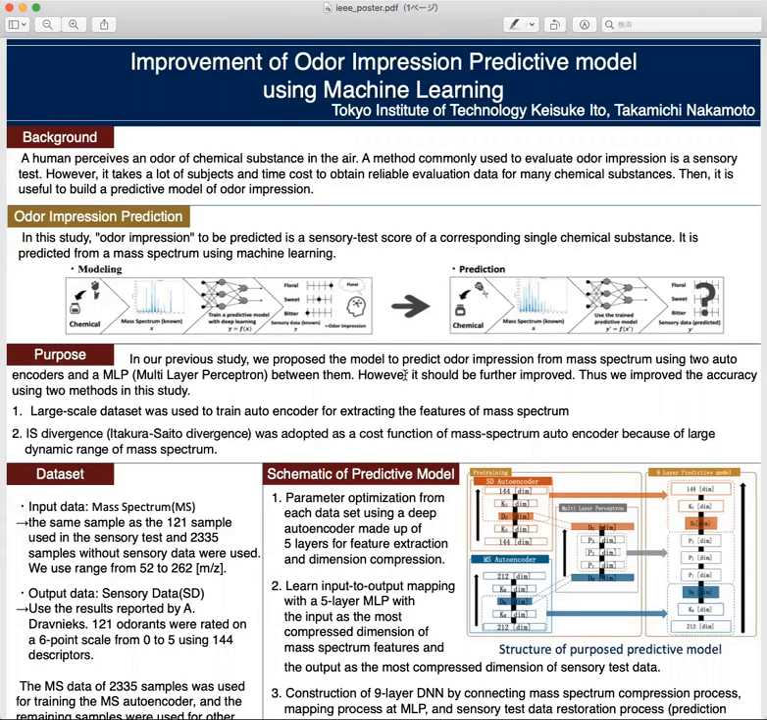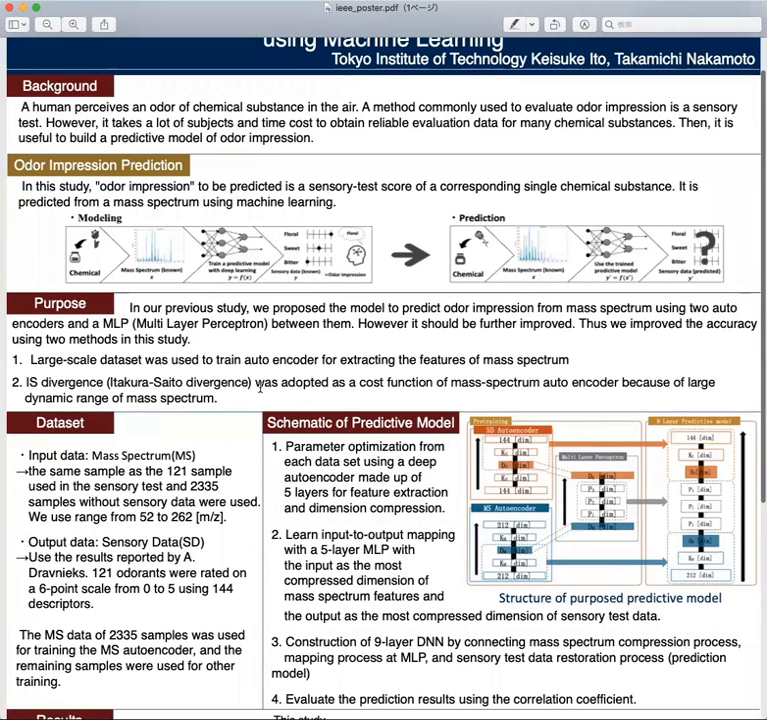In the previous research, we were actually developing a model, and in this research, we made two improvements. The first point is that a large-scale dataset was used to train the autoencoder for extracting the features of the mass spectrum. And the second point is that Itakura-Saito divergence was adopted as the cost function of the mass spectrum autoencoder.